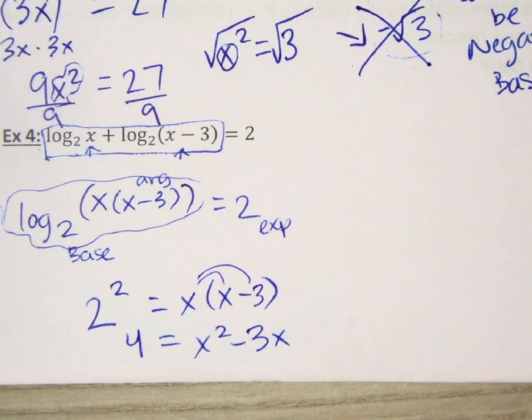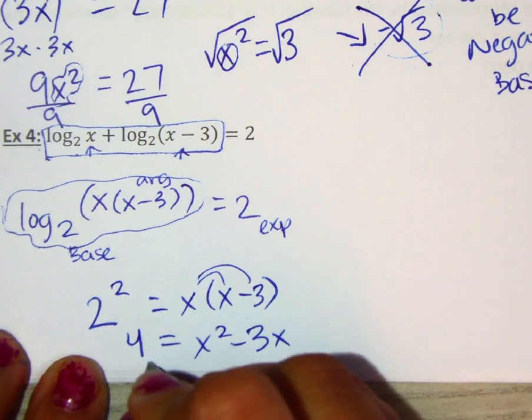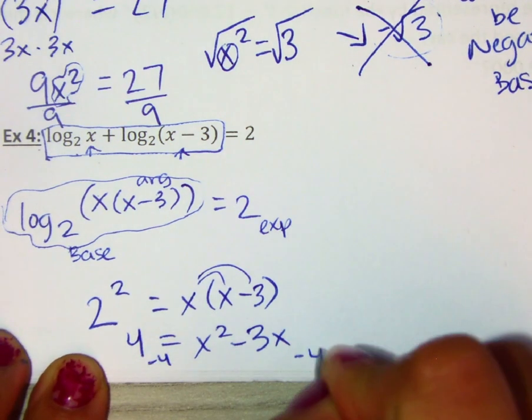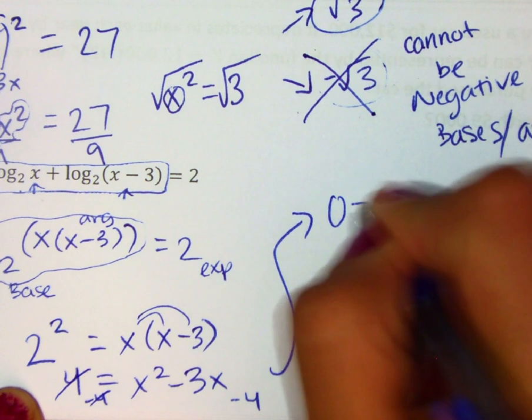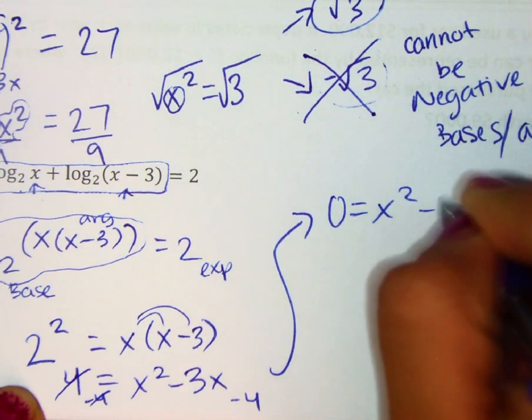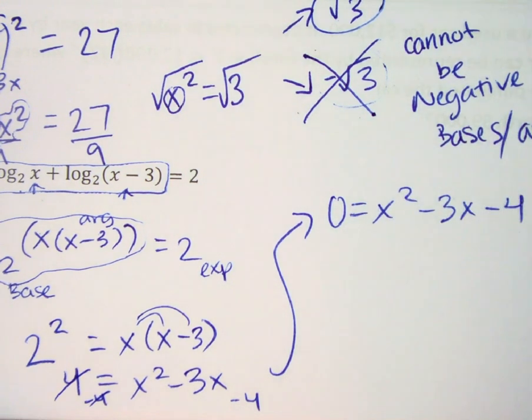And then here we have a quadratic. So when we have a quadratic, we want to move everything to one side so we can solve for it. So we're going to do minus 4 on both sides. Cancels, and we're left with 0 equals x squared minus 3x minus 4.